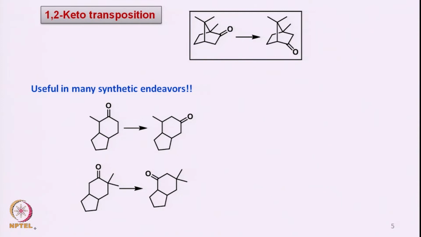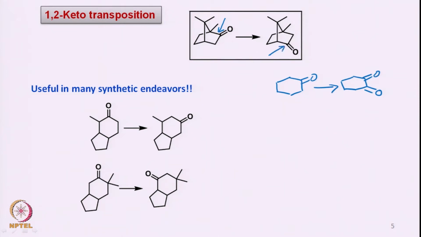Now let us go to another topic today, which is 1,2 keto transposition. What we discussed earlier using selenium dioxide was conversion of a ketone to a diketone. However, another possibility and requirement in many synthetic transformations is how we are going to convert a ketone which is already present, say here, to the next position, which is here.